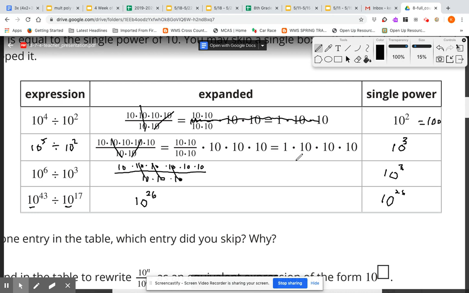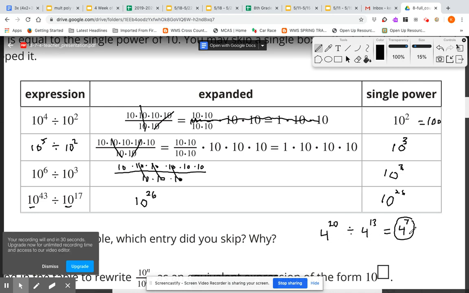One last example right down here. If I have 4 to the 20th being divided by 4 to the 13th, think about it for a minute. Are the bases the same? They most certainly are, so I'm going to keep the base and now subtract my exponents. 20 minus 13 is 7, and you just wrote this expression as a simplified single-powered exponent of 4 to the 7th.